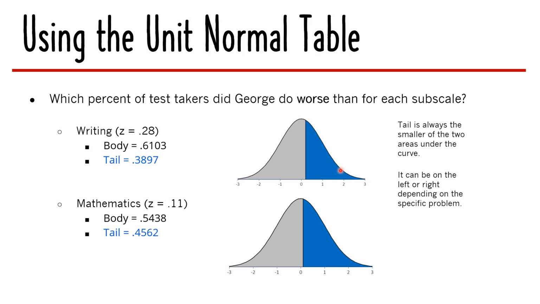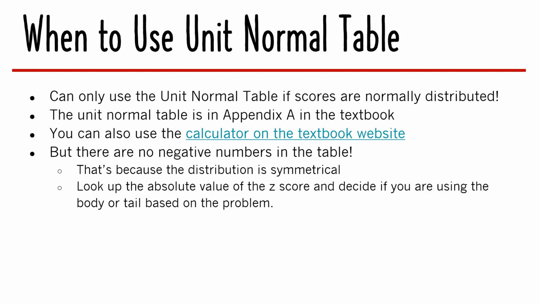So it's really important to sketch out the distribution and shade in the areas you're interested in, at least when you're first starting to do this, so you can get a sense for whether or not you're looking at the body or the tail, right? The bigger part of the distribution, the body, or the smaller part of the distribution, the tail.